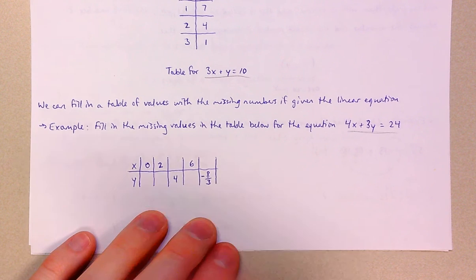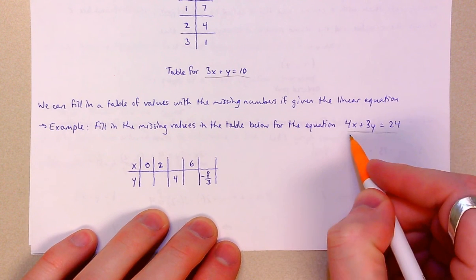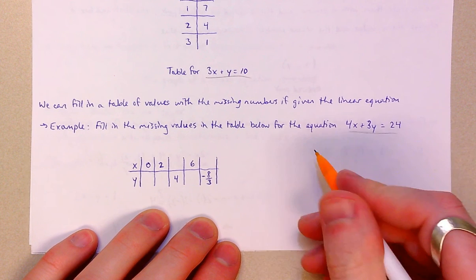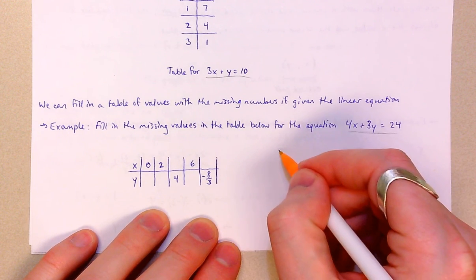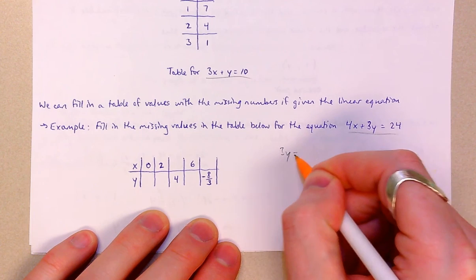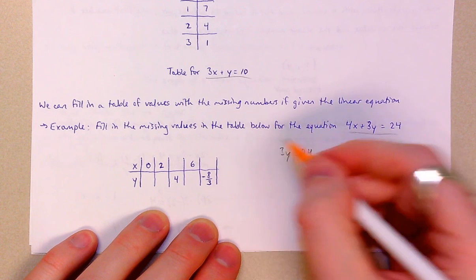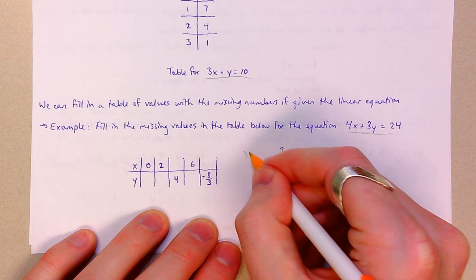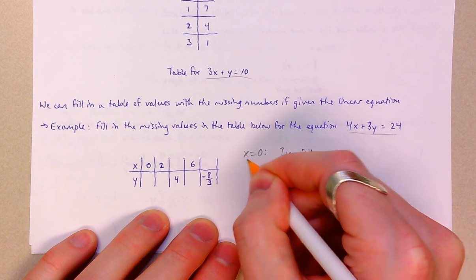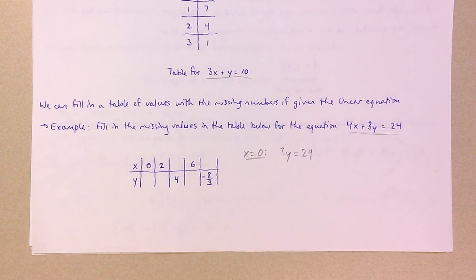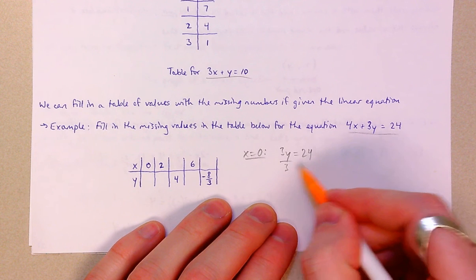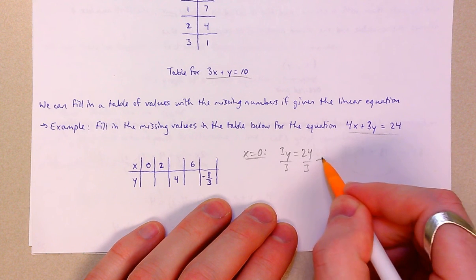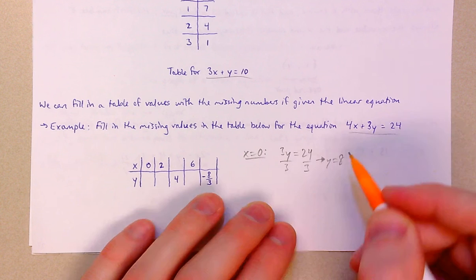So when x equals 0, I have 4 times 0, which as we know is 0. So I have 0 plus 3y, or 3y, is equal to 24. I'm just going to label x equals 0 here so we know what this y value is going to correspond to. If 3 times y is equal to 24, divide both sides by 3, and you get y is equal to 8.